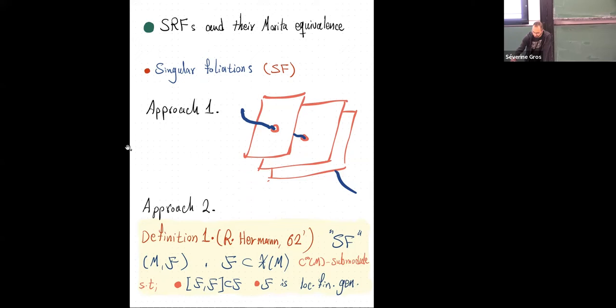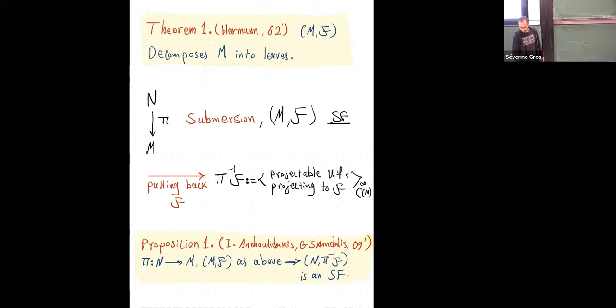The second approach, which is the definition we prefer to work with, is more algebraic, and it's defined like a pair (M, F), where M is a smooth manifold and F is a submodule of vector fields on M that is closed under the Lie bracket and locally finitely generated. Meaning that around each point there exists a neighborhood such that F restricted to this neighborhood can be generated by finitely many vector fields. And the theorem of Hermann shows that such a singular foliation decomposes the manifold into leaves.